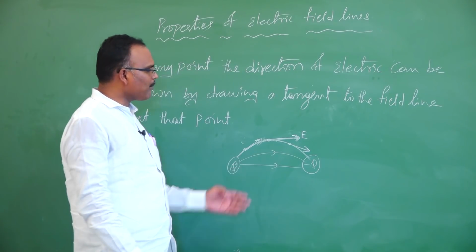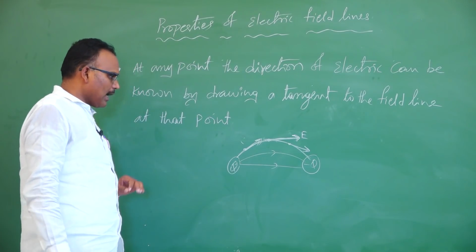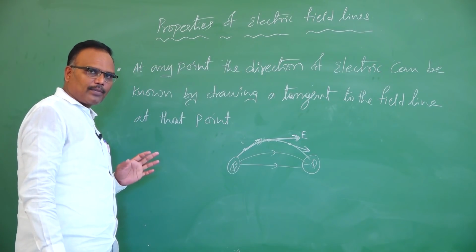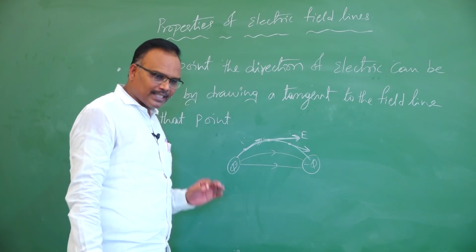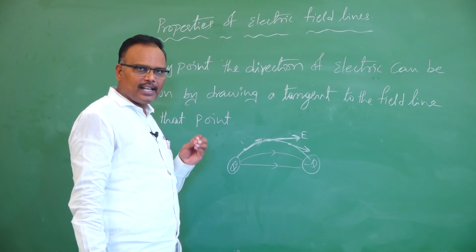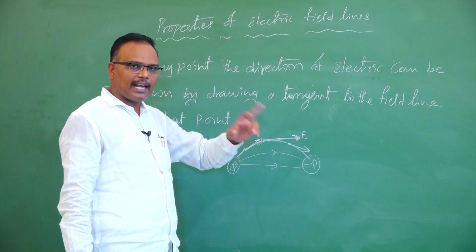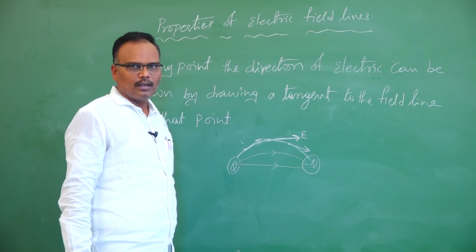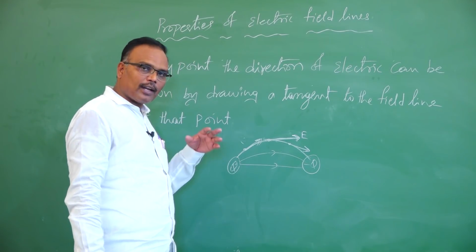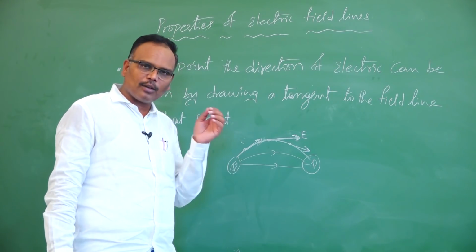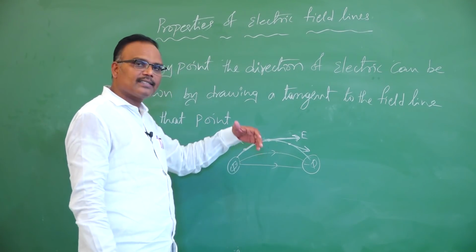So this is an example of non-uniform electric field. Electric field is a vector quantity, it has both magnitude and direction. Electric field is constant, or uniform, means both magnitude and direction should not change. Magnitude at all points should be the same, and at all points the electric field must also be in the same direction. Then we will say the electric field is uniform.